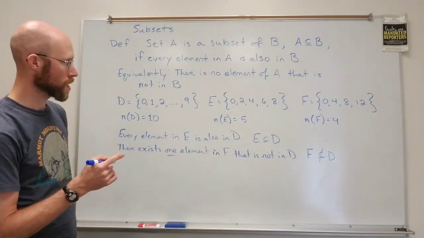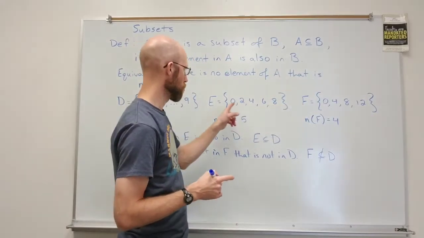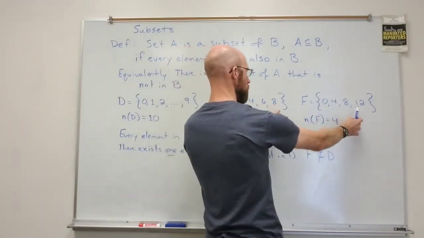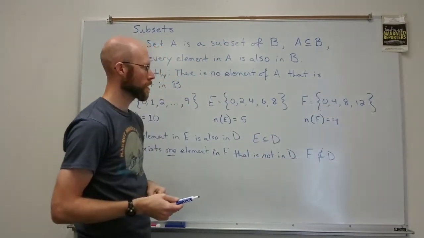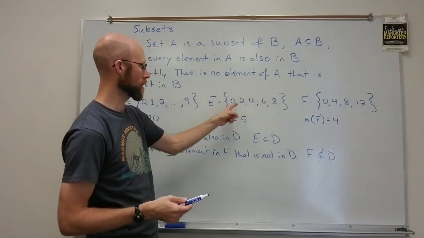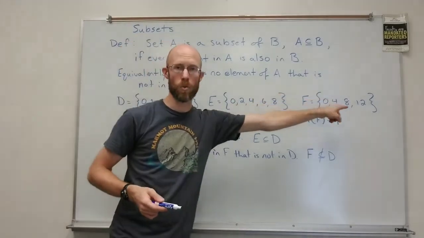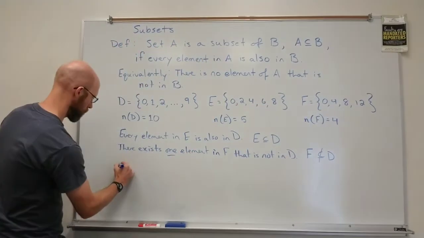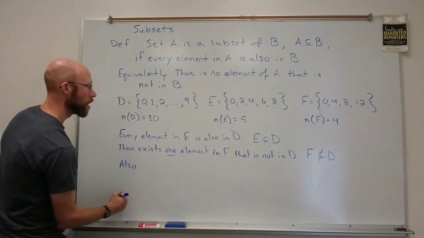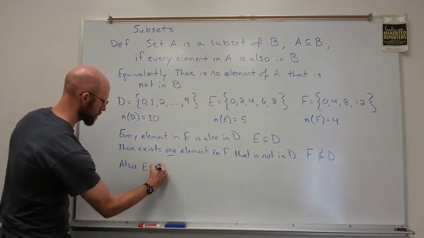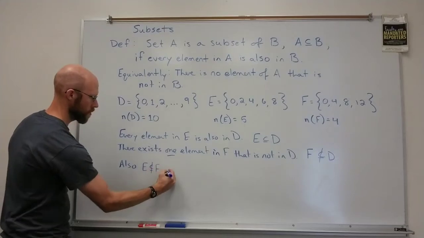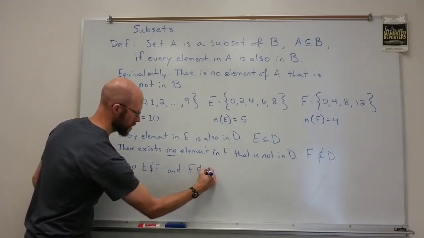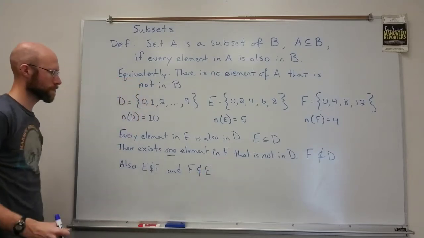You can also see that F compared to E, they both share 0, 4, and 8, but F does not contain 2 or 6, and E does not contain 12, so neither one is a subset of the other. So we would say that E is not a subset of F, and F is not a subset of E.